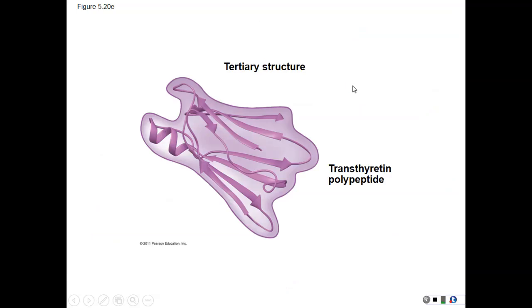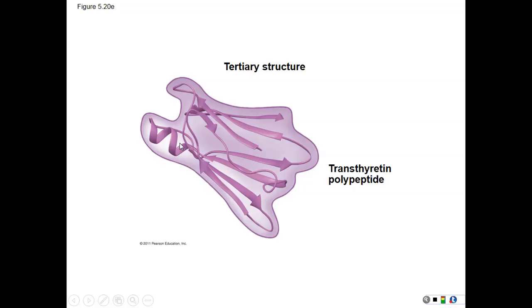Secondary structures. And then, beta sheets are often shown as flat ribbons when you're looking at these structures. Alpha helices are shown as coils. Then, when you put it together, you get your amino acid sequence, the primary structure.